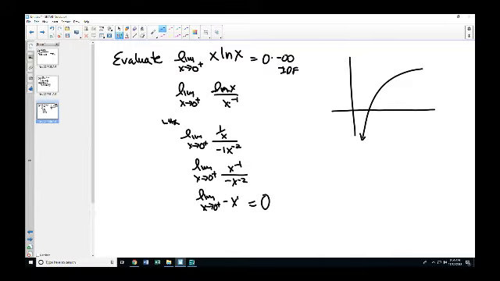Remember, it's always approaching 0. Remember, this is a y value. So this function is approaching 0 as x approaches 0 from the right. Okay, so, all right.